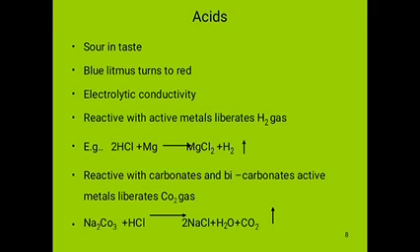Here, the acid substances have a sour taste. They convert blue litmus into red litmus. They act as good conductors in aqueous solutions. They react with active metals to liberate hydrogen gas. Example: 2HCl plus magnesium gives MgCl2 plus H2.